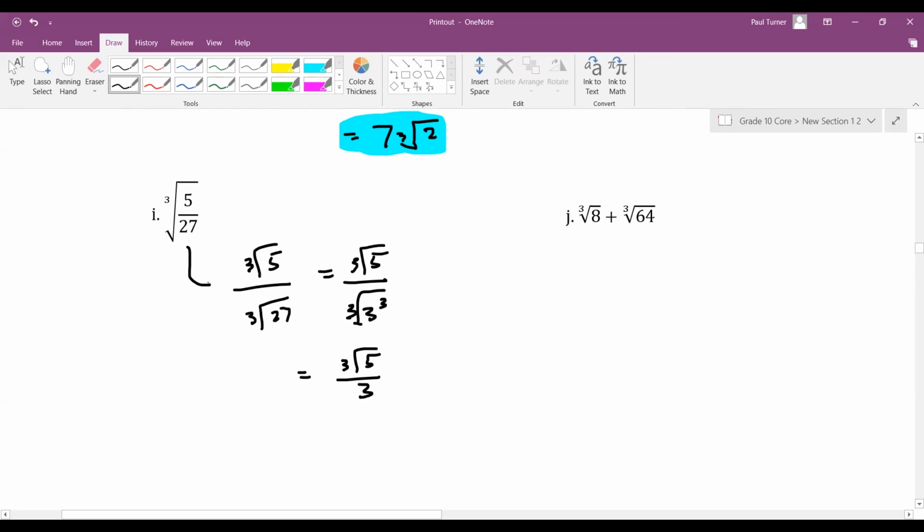You just break it down to top and bottom. So that rule applies to cube roots as well as square roots and any other kind of root that you have. So that's that answer there.